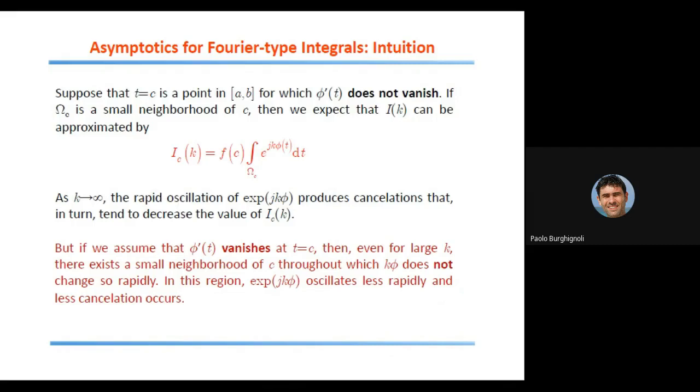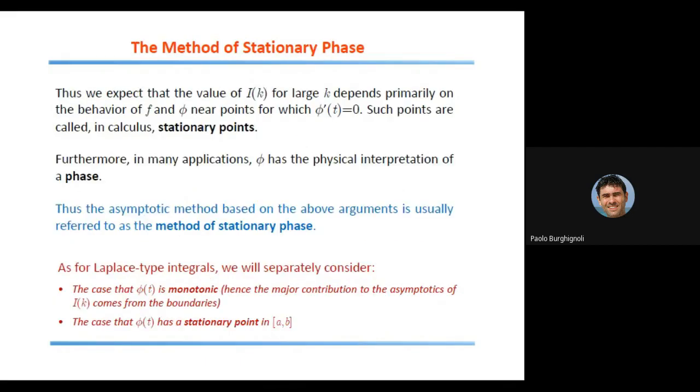But again, as we did for Laplace integrals, we will distinguish two cases in our discussion. The first and simplest case is that in which the function phi is monotonic, and in this case the major contribution to the asymptotics comes from the boundaries, as we saw previously. And then we have the case when we have a proper stationary point inside the integration domain, and in that case we will get to the method of stationary phase.